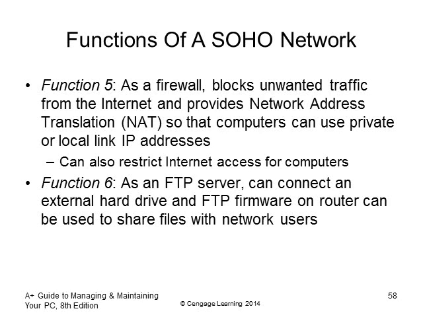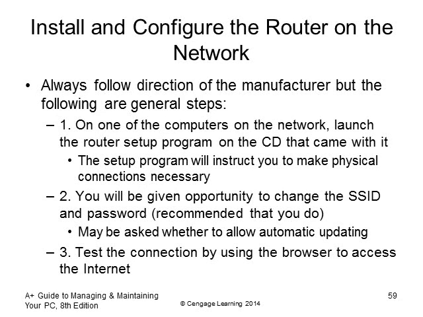The fifth function is a firewall, so it will block the unwanted traffic from the internet, and it provides network address translation, NAT, so that computers can use private or local link IP addresses. It can also be used to restrict internet access for computers. The sixth function is FTP server, so it can connect an external hard drive and FTP firmware on a router, and that can be used to share files with network users.